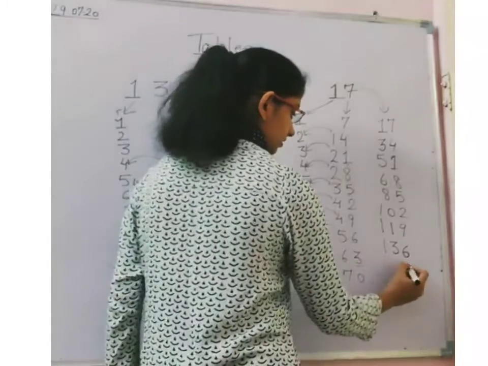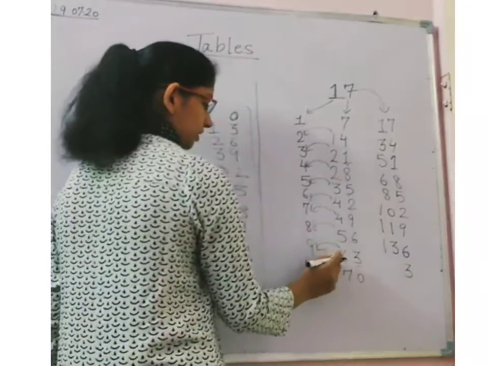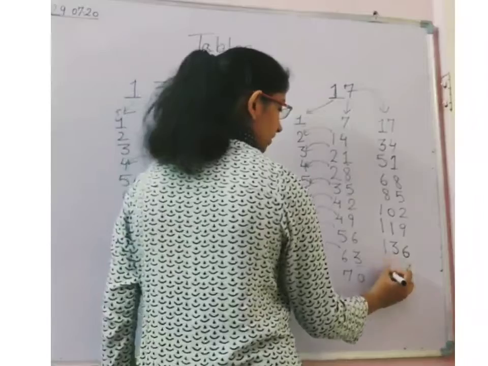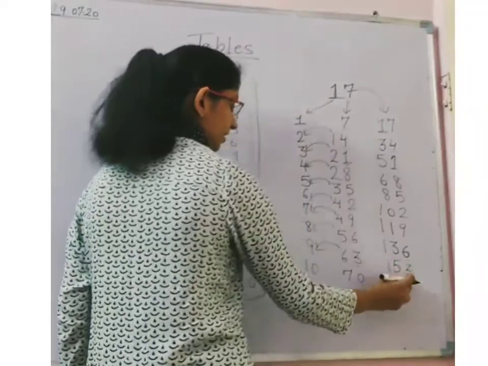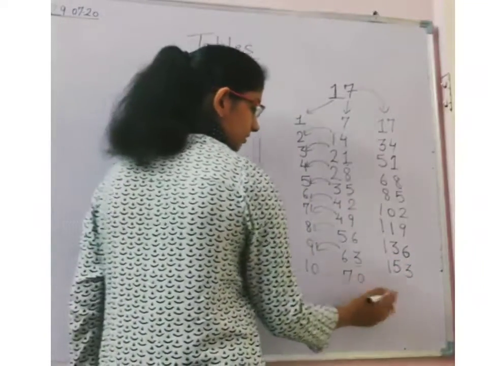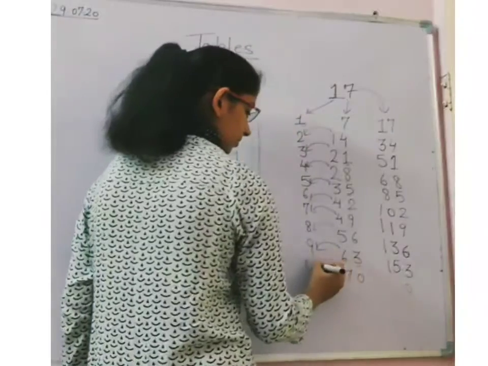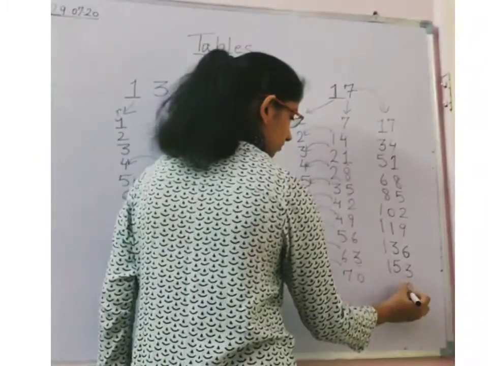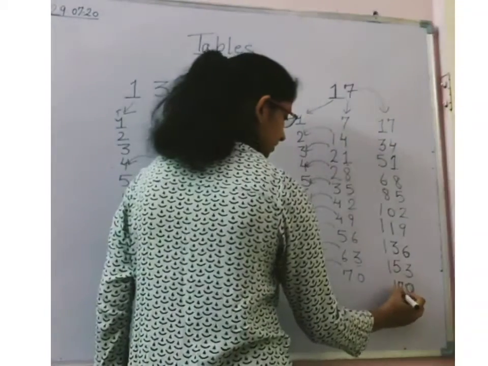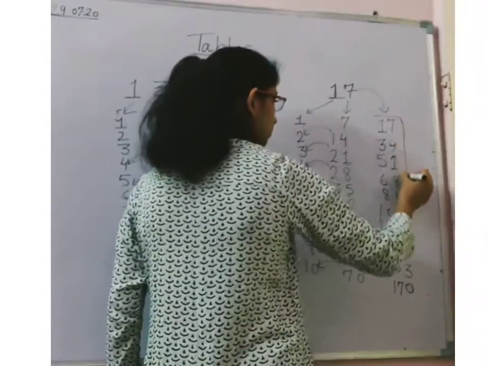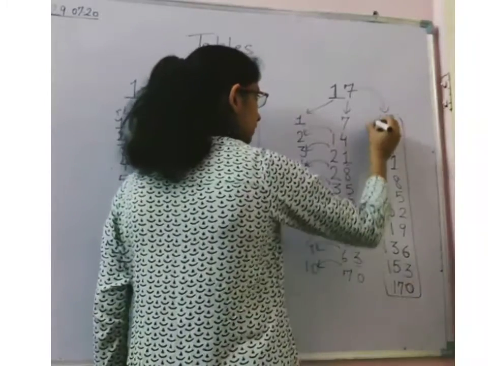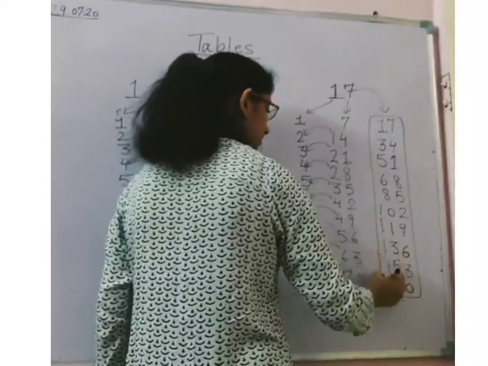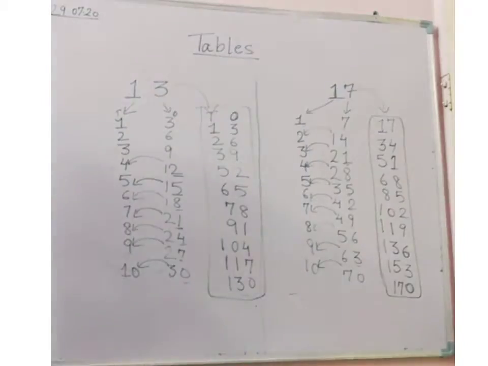3 will be written here. And 6 will be added to 9. 6 plus 9 is 15. So 17 nines are 153. 0 will be written here. 7 will be added to 10. What is the number formed? 170. Understood? So the table of 17 is written and ready.